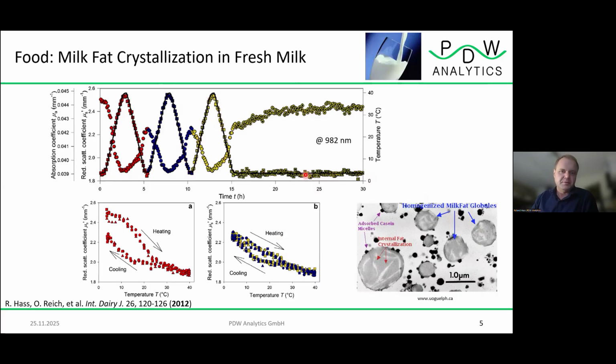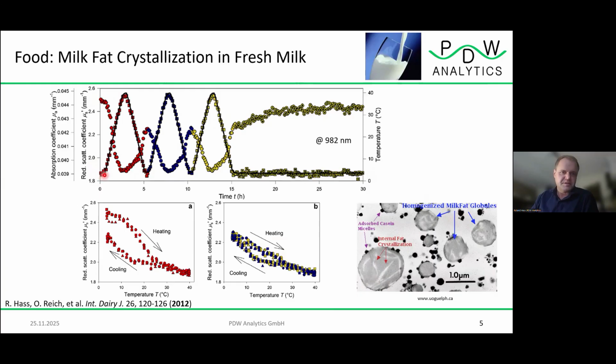You heat it up. What happens when you heat the milk from 5 degrees to 40 degrees? Well, the triglycerides, so the fat, starts to melt. Yeah, the triglycerides start to melt at a given temperature. And this can be observed by PDW spectroscopy.